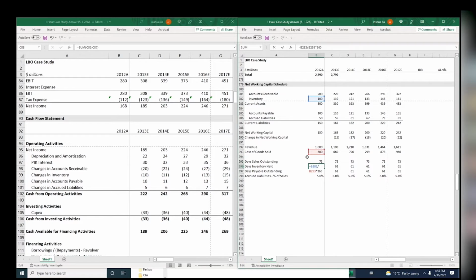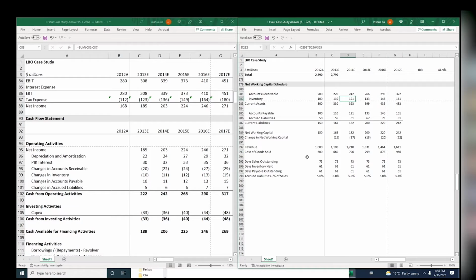Days inventory held, same idea. Take inventory divided by cost of goods sold times 365. Try your best to memorize these. Accounts payable divided by cost of goods sold times 365. Now, in the future, we're just going to hold these constant. And this one's just percentage of sales. That one's kind of easy. Hold these constant in the future. This is very common, by the way. This is what you almost always do. And then you can project your future accounts receivable, inventory, accounts payable, whatever, based on your revenue and cost of goods sold. So that's kind of how you do that.